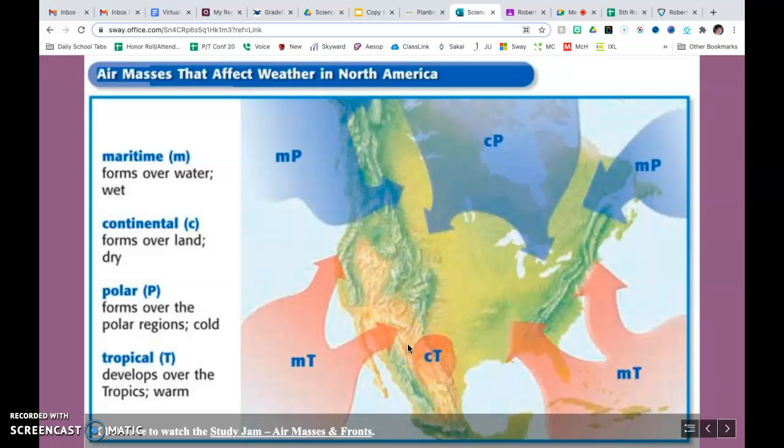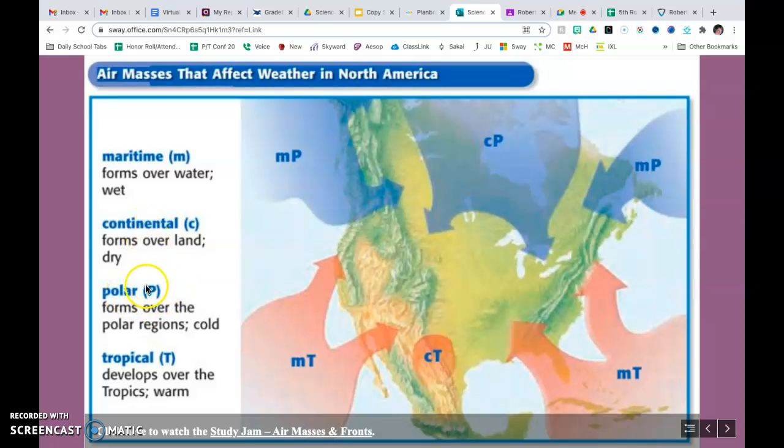So here are the 4 air masses that affect weather in North America. We have the Maritime, which is represented with a lowercase m. Mara is like a prefix for water, so this means that it forms over the water. Therefore, it has a lot of precipitation, so it's wet. Continental, represented with a lowercase c. It forms over land, so therefore it is dry. Think about a continent as land.